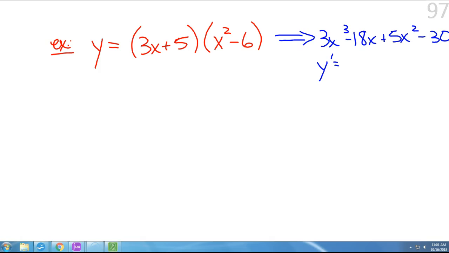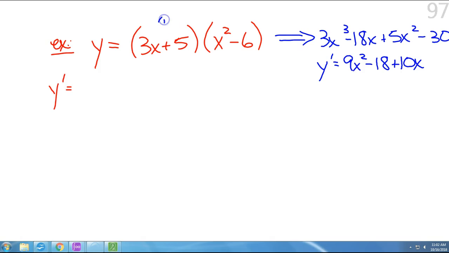This is not product rule, this is just me showing you how you'd probably do it. And the derivative of that would be 9x squared minus 18 plus 10x, the negative 30 would drop out. So if I'm telling you this product rule works, we better get the same answer, right? It is more of a pain. It's not the way I would go about doing it, but you gotta know.